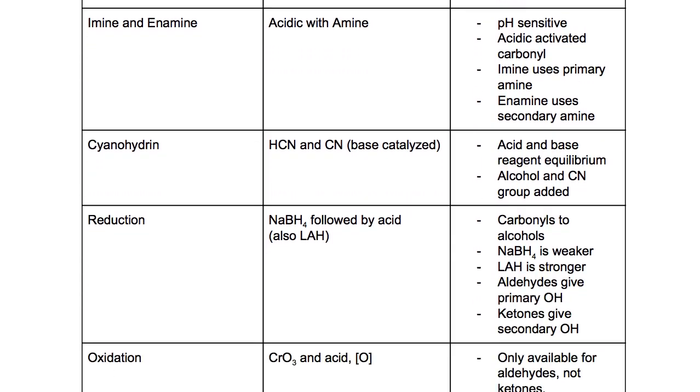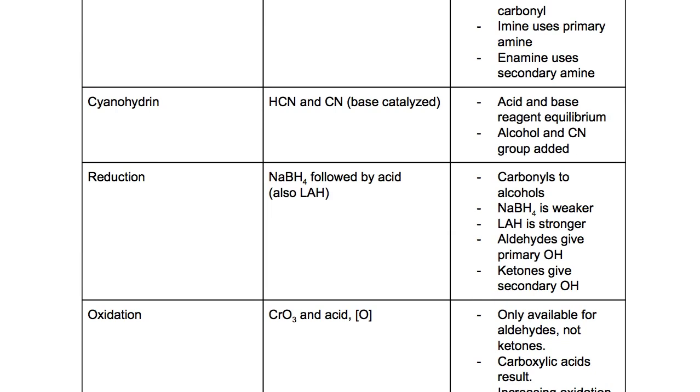Now, the cyanohydrin addition was a little bit simpler. It was base catalyzed with something like the sodium nitrile, and you can use HCN and CN- to create this sort of acid-base reagent equilibrium, and this will help to promote a quick reaction. You're going to end up with an alcohol and a cyano group that have been added to the carbonyl. This would be an sp2 to sp3 type of situation, similar to the reduction.